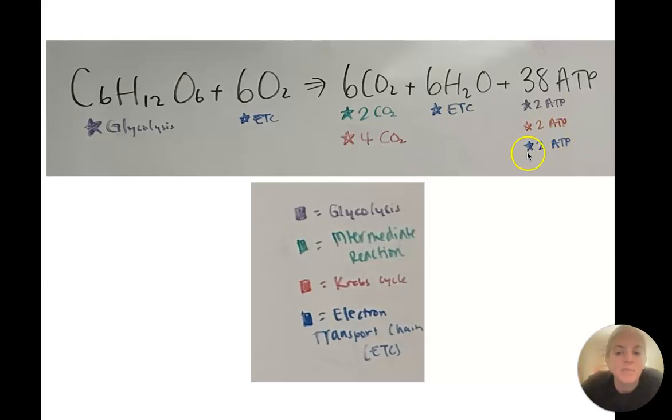So make sure you fix this blue one. It should read 34 ATP. And the oxygen is required at the end of the ETC to accept those electrons, and that ends up producing water. And so that's how everything fits together. So hopefully that helps you put all the pieces together a little bit more.